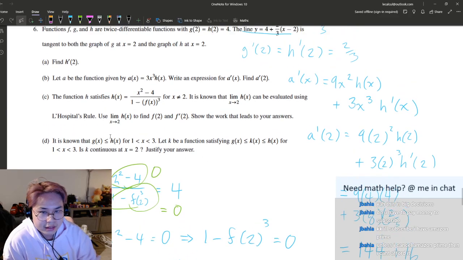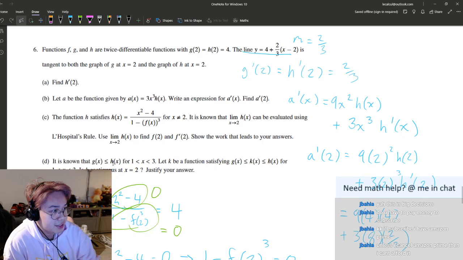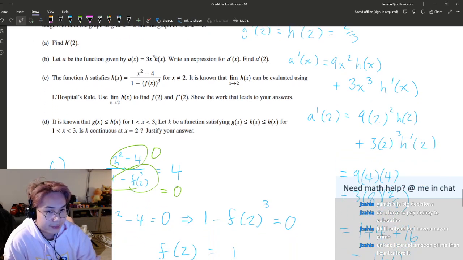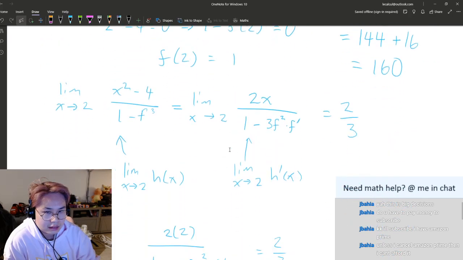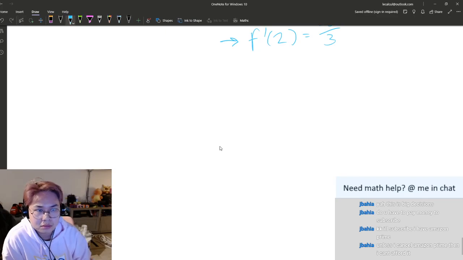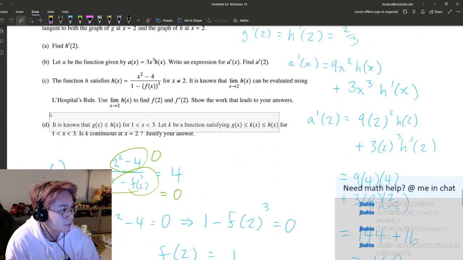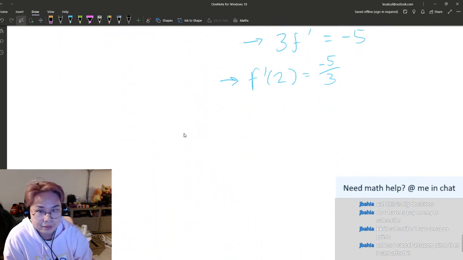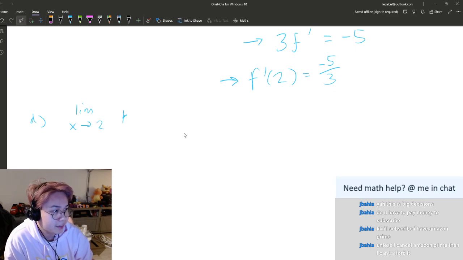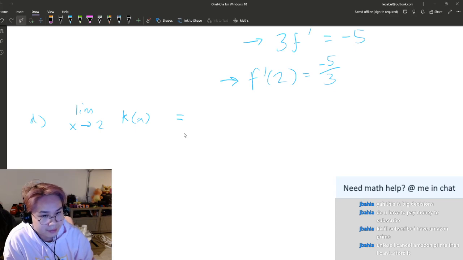Okay, and then it is known that g is less than h between x values 1 to 3. And then k is another function that's always in between. And then, is k continuous at 2? Justify your answer. Okay, so let's see. This is pretty obviously going to be a squeeze theorem type of thing. So we need to show it's continuous. So that requires a couple of things. First off, I think this is question D. We need to show that the limit as x goes to 2 of k is the value of k at 2.